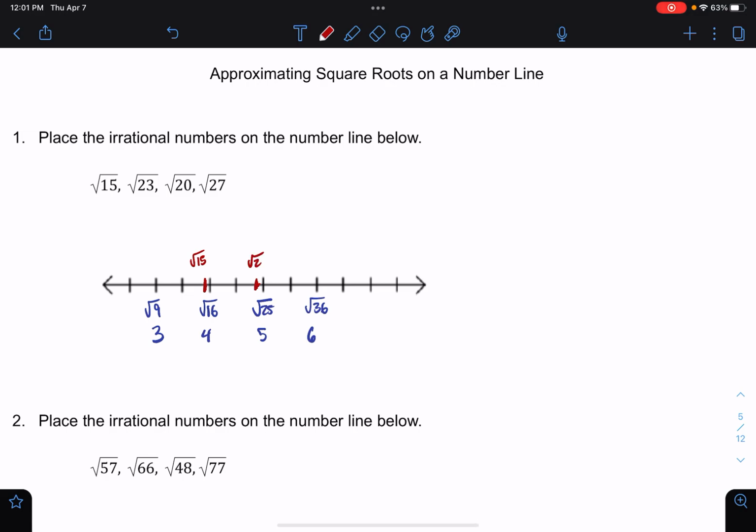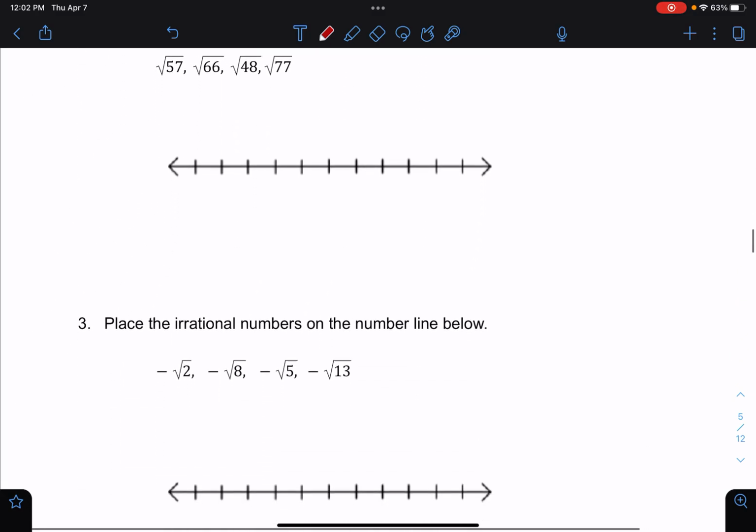And I'm not going for specifics here, guys, I'm just estimating. The square root of 20 is going to be about halfway, right? Because 16 is 4 away from 20 and 25 is 5 away. So it might be a little bit before the halfway mark. Then the square root of 27 would be a little after the square root of 25.